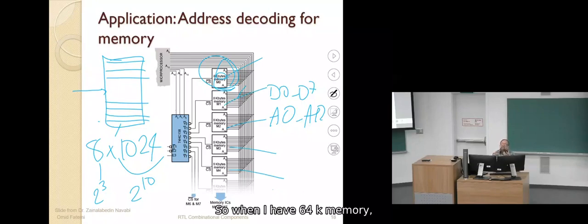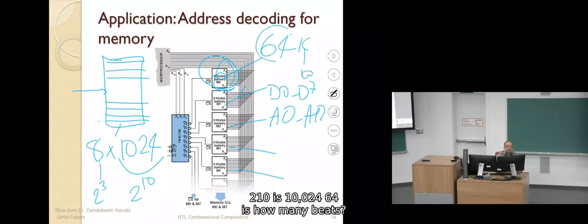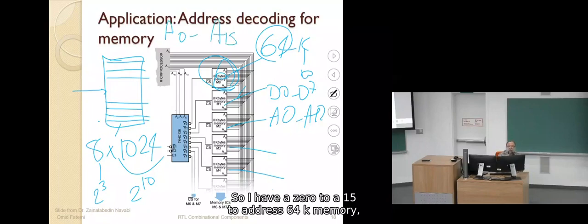When I have 64K memory, how many address bits do I have? 16. 64K: K is 2 to the 10, which is 1024. 64 is 2 to the 6. So it is 16 bits. I need 16 bits to address 64K of memory, so I have A0 to A15.